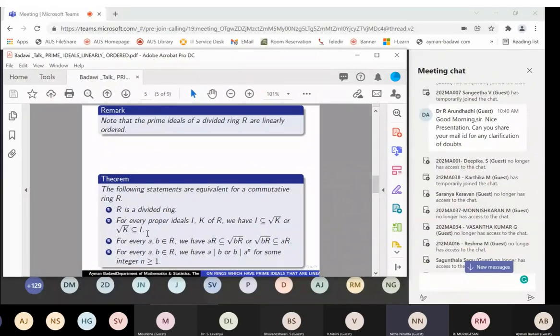Number 3, for every A and B, here I'm choosing elements, so I'm taking principal ideals: AR has to be in the radical of BR, or the radical has to be in AR. One of them has to be.